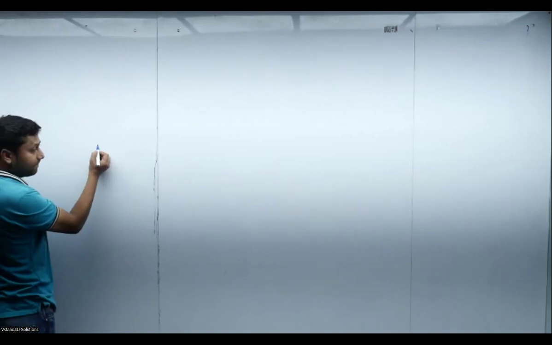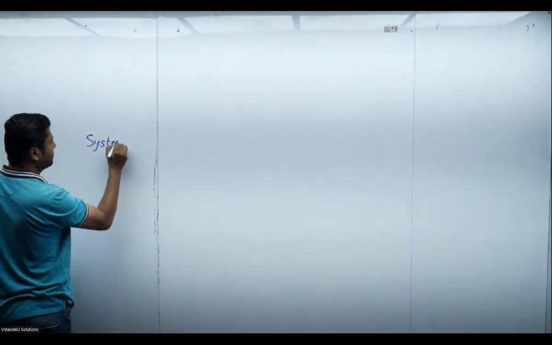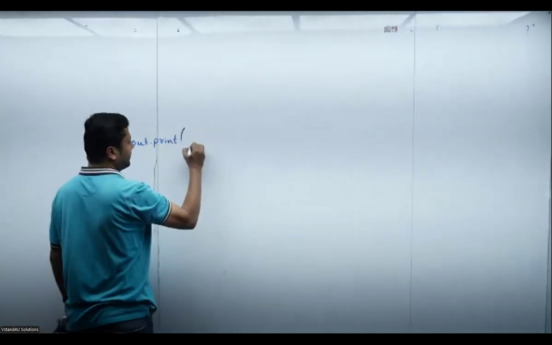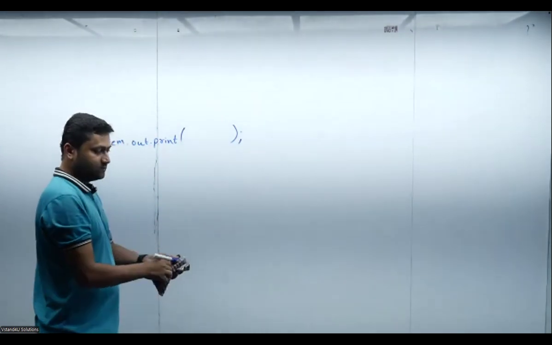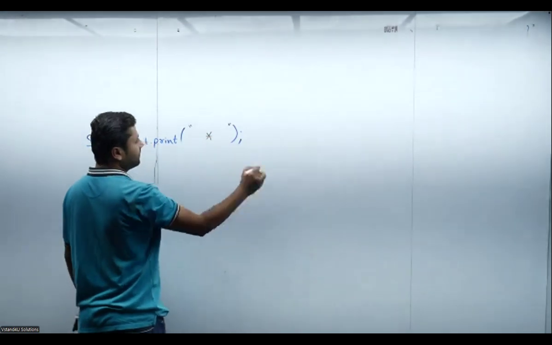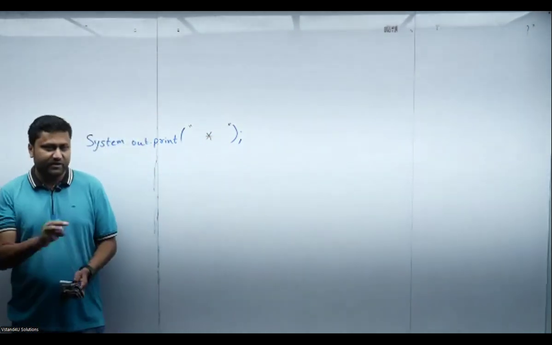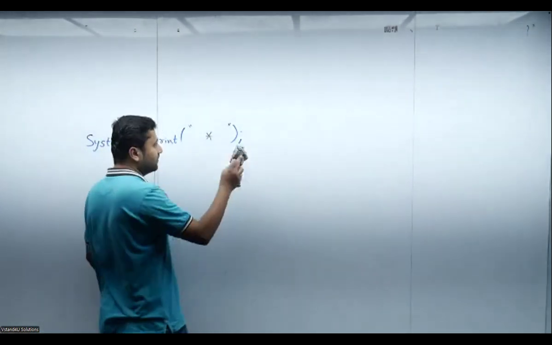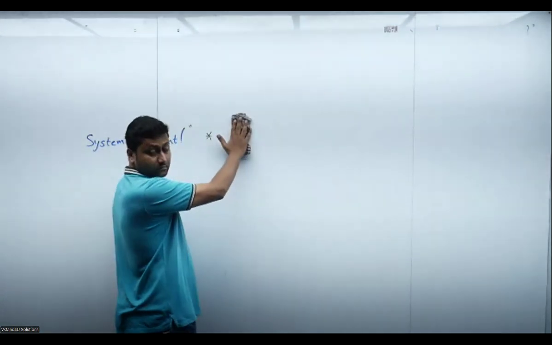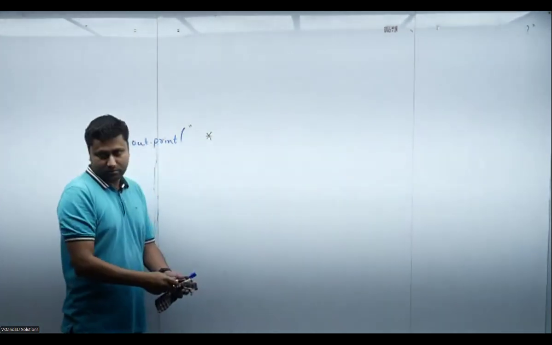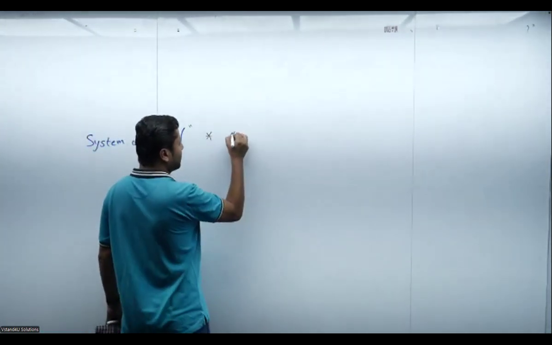Tell me, what do I do, sir? System dot out dot print or println? Print a star. This is something super easy for all of us, I believe. Agree? Sir, I want to print 3 stars on the same line. Can't I print within the same line? Yes or no? Okay, sir.